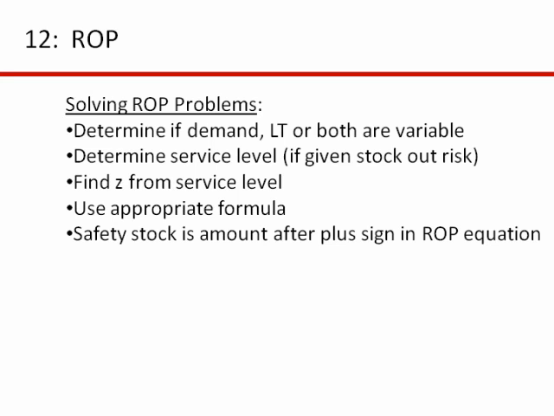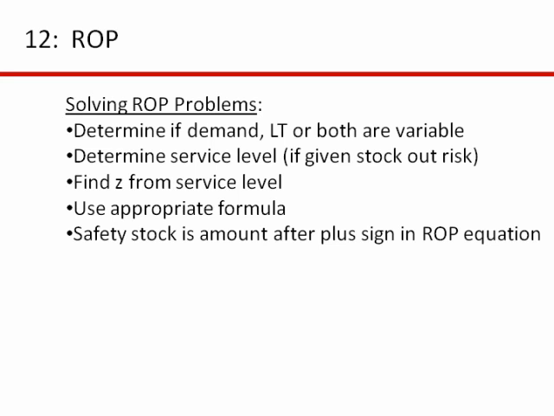Okay, so when you're solving reorder point problems that have demand and/or lead time variation, the first thing you want to do is determine if demand, lead time, or both of them are variable. Then you can determine a service level. They'll either give you a service level or a stock out risk. Once you have either one of those, you can find the z-value. And then you can find the appropriate formula to use and solve for reorder point. And if they ask you about safety stock, safety stock is just the amount after the plus sign in a reorder point equation.